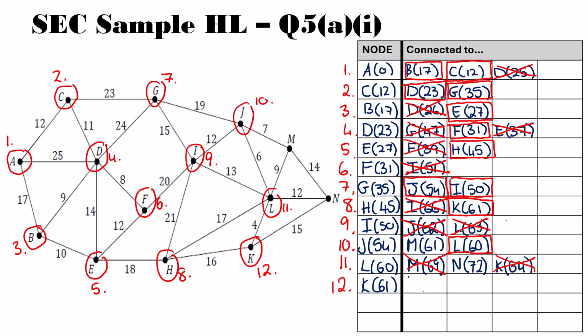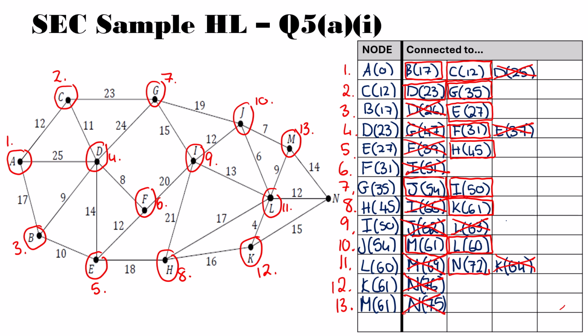And then the only thing that K can link to is N. So that is plus 15. So that's going to give us 76, which, we already have a smaller value. So let's get rid of that. So then our next one is going to be M. I lock this in as node 13. So M 61. Then it can go to N, which is going to give us 75, which again is actually too big. So we're just going to cross that out.